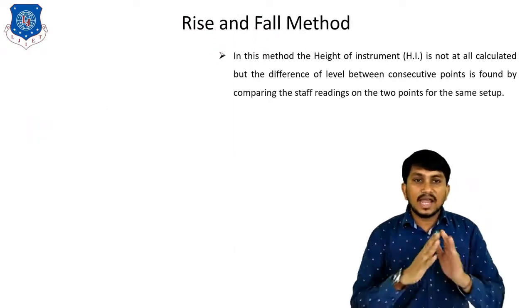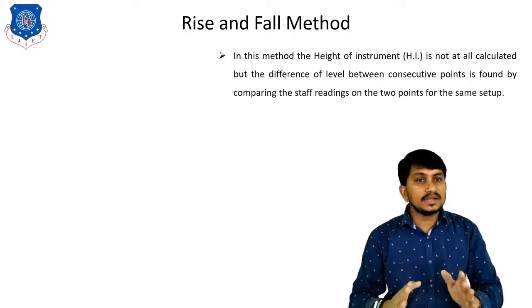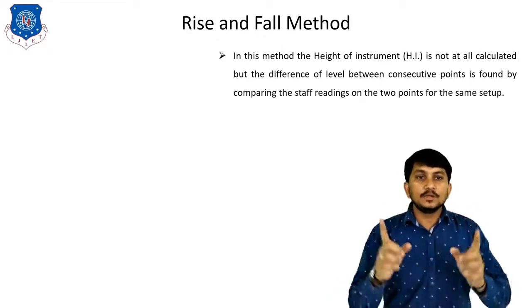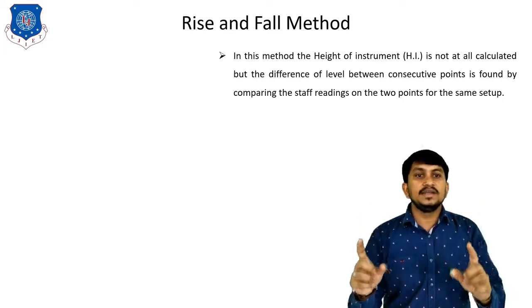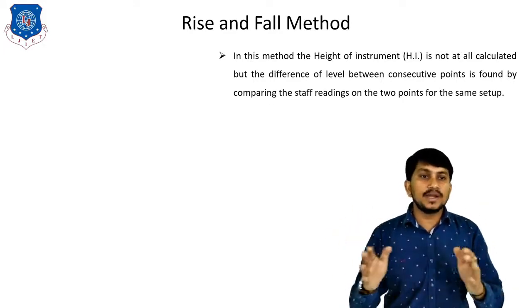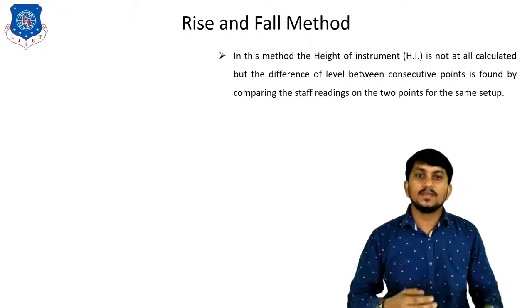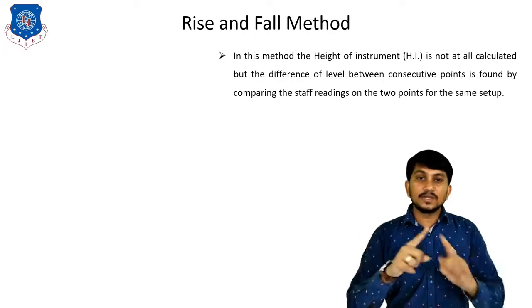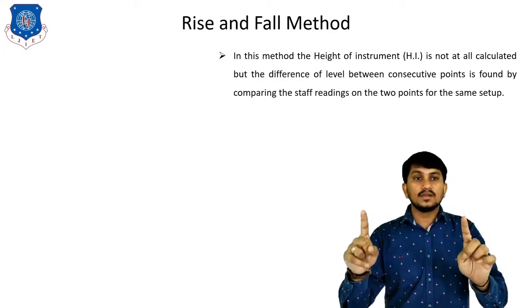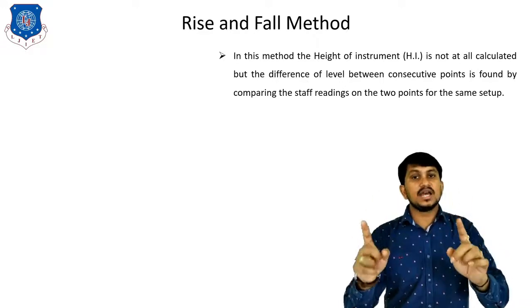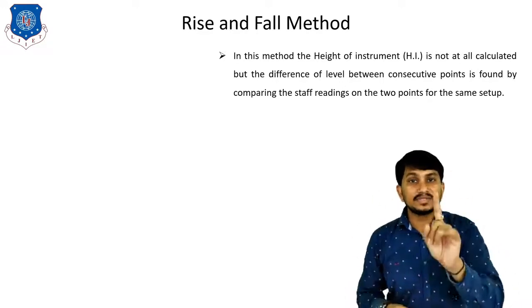In this method, the HI, height of instrument, is not calculated at all. Instead, the difference of level between two consecutive points is found by comparing the staff readings on the two points for the same setup. Here we can calculate the level difference between two consecutive points by calculating the difference of staff readings which are taken by the same setup.